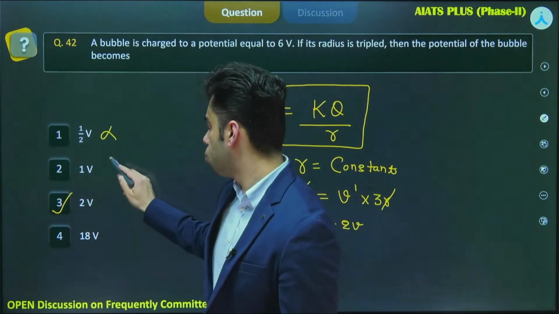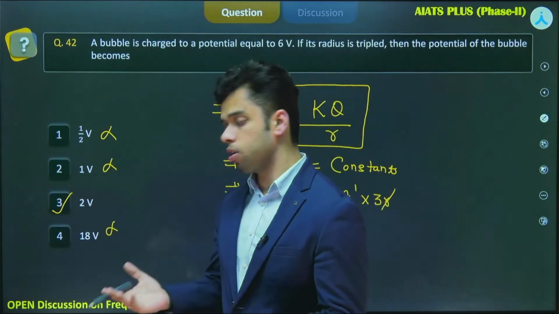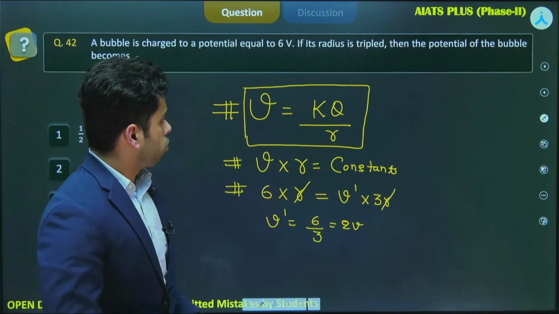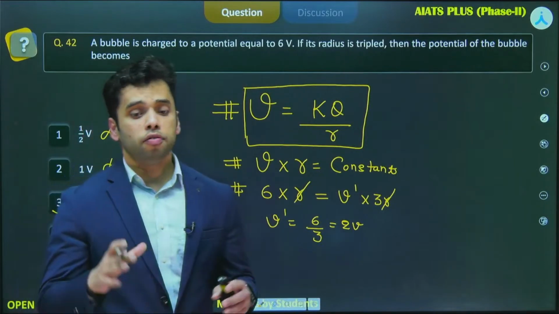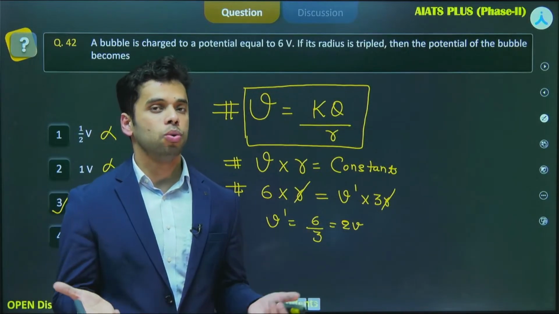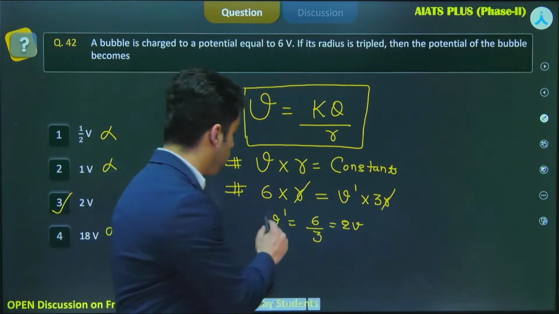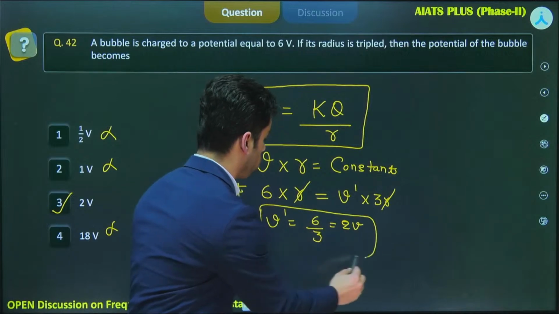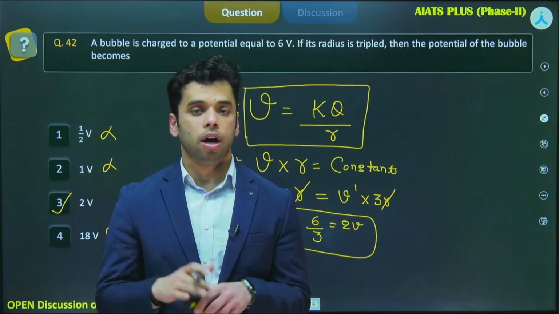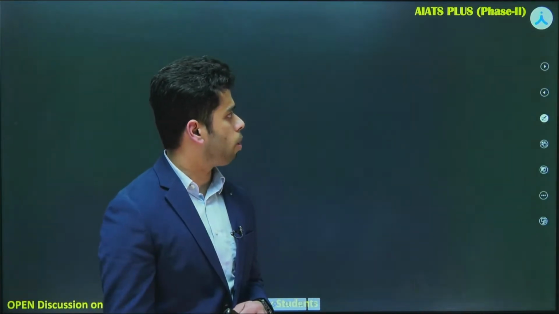The other options, 1 by 2 and 18 volt, are obviously wrong, right? So dear students, it was much evident that for the same charge, if you are increasing the radius of the bubble, the potential is going to decrease, considering we are taking the positive sign. So yes, the potential is coming out to be equal to 2 volt. I hope I made this problem clear to you. Now let's head forward to the next problem.